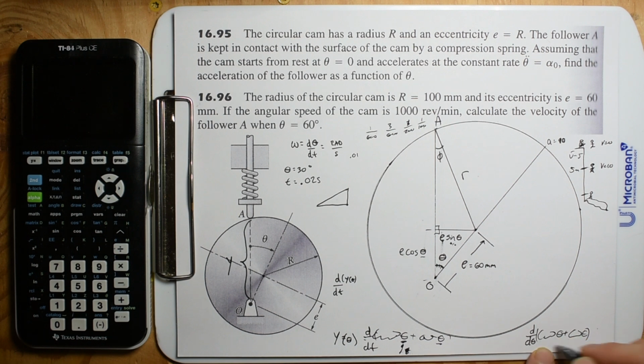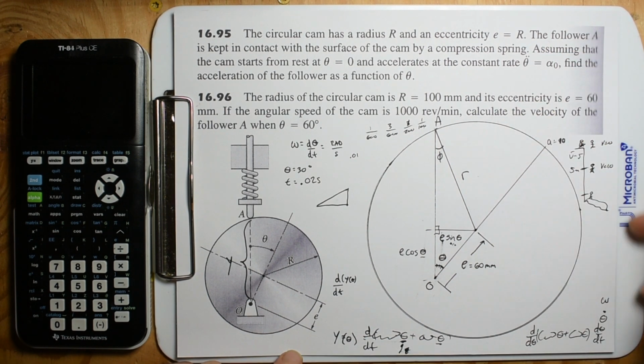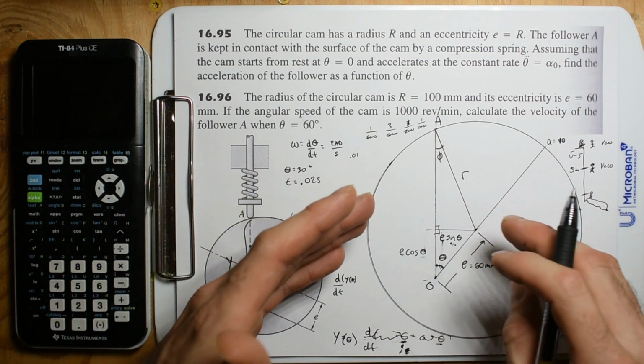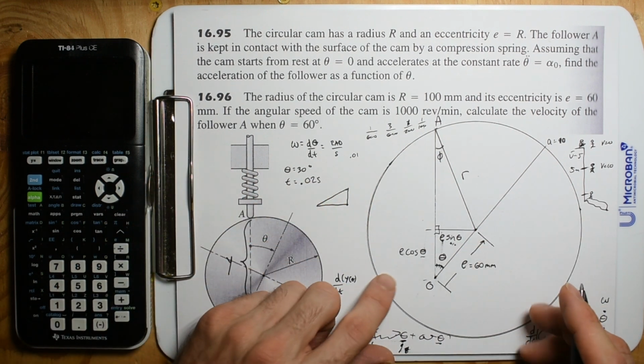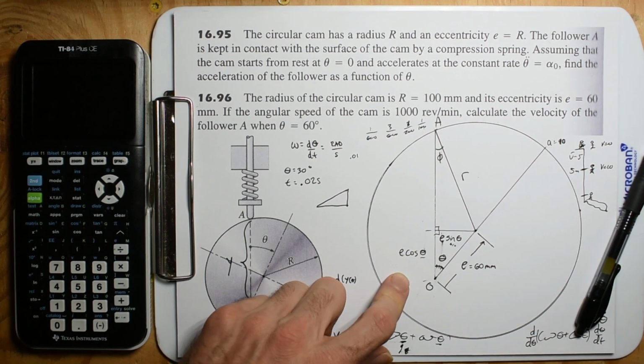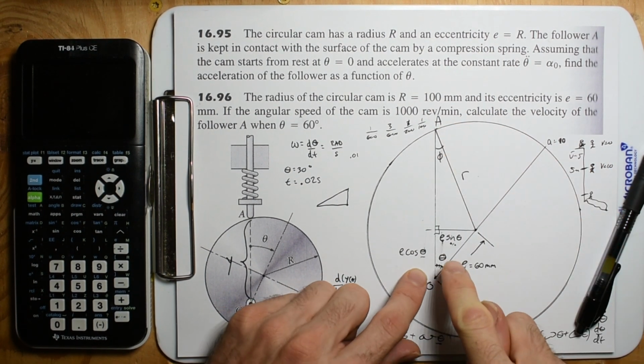And then just make sure at the end you go d theta dt, which is angular velocity. It's the omega that you're going to put in, which is in the problem. All right, so that's kind of using geometry to set up the problem. So we do need this height in terms of theta.